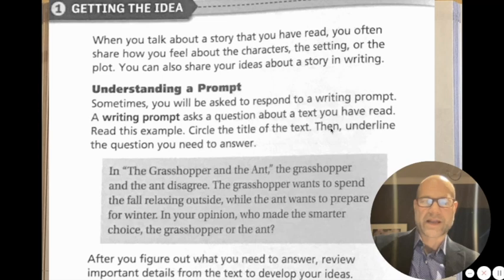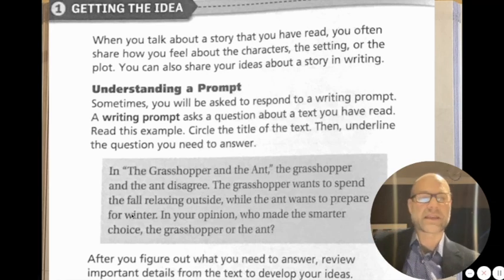And then you should circle that, and then we're also asked to underline the question you need to answer. Well, where's the question? Well, a huge hint is this question mark down here, and it comes at the end of this prompt. In your opinion, who made the smarter choice, the grasshopper or the ant? There's a sentence before that, though. It says the grasshopper wants to spend the fall relaxing outside while the ant wants to prepare for winter.